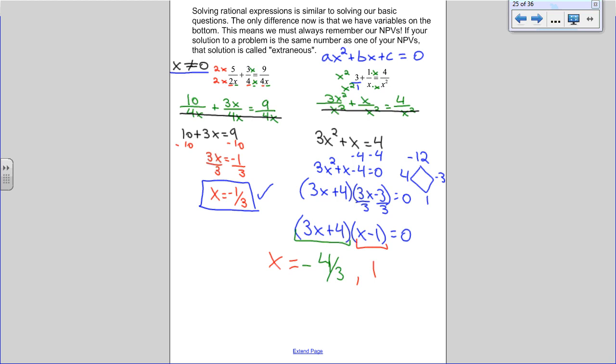The NPV started right at the very beginning. It should have just been x not equal 0. Sorry, let's do that step.